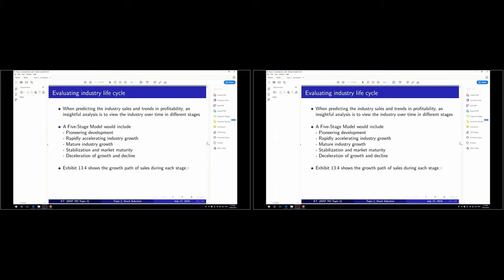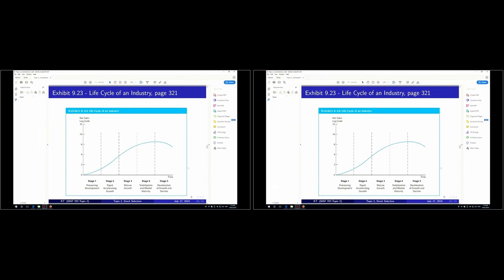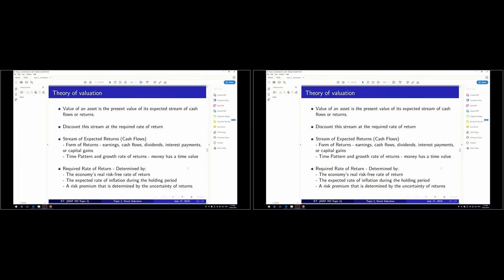Industry life cycle, again, we looked at the stages: pioneering, rapidly developing, maturity and deceleration stages. Exhibit 9.23, sorry, that should be 9.23. We had a look. Now we move down to company analysis and valuation. The value of an asset is the present value of the expected cash flows associated with that company.